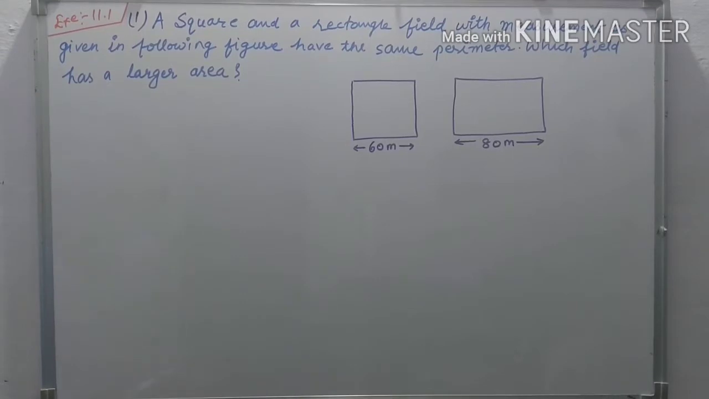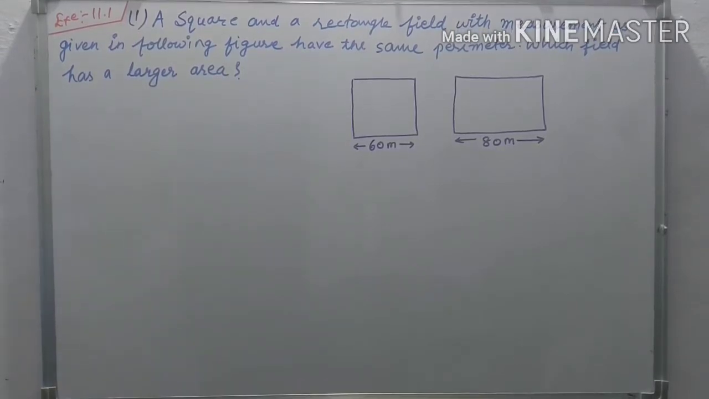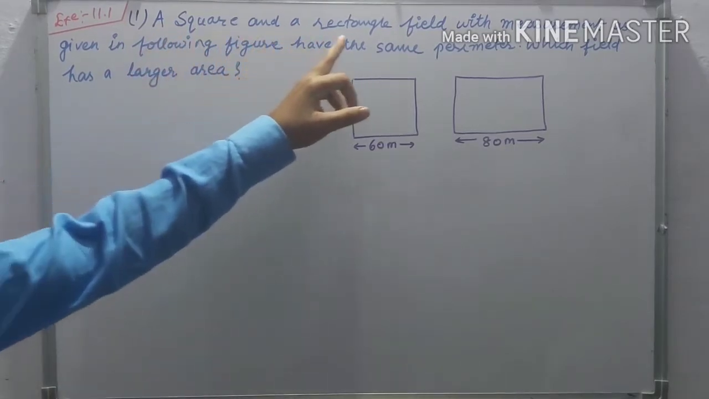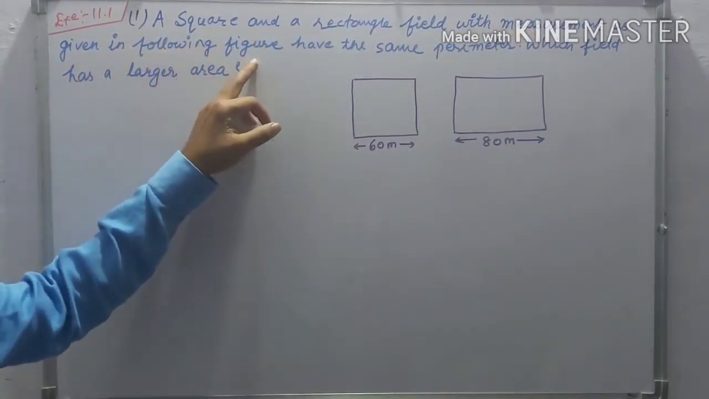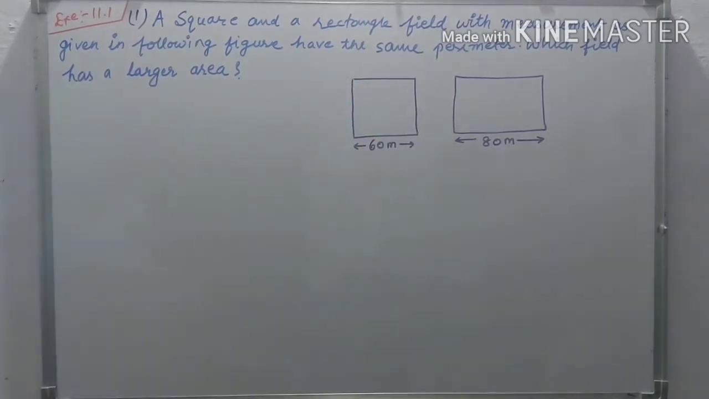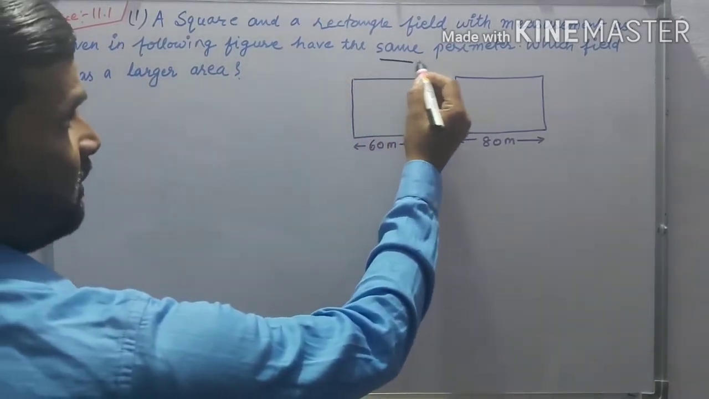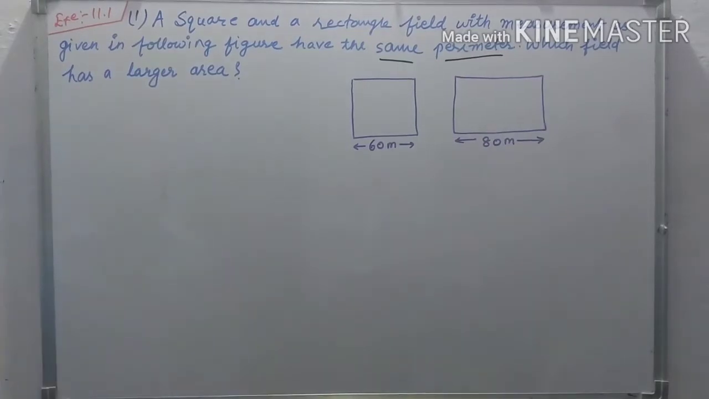Start with Exercise 11.1, the first question. A square and a rectangular field with the measurements given in the following figure have the same parameter. Which field has the largest area?